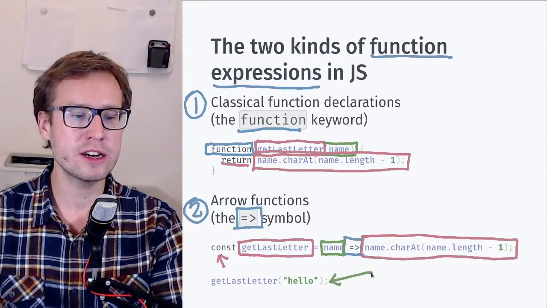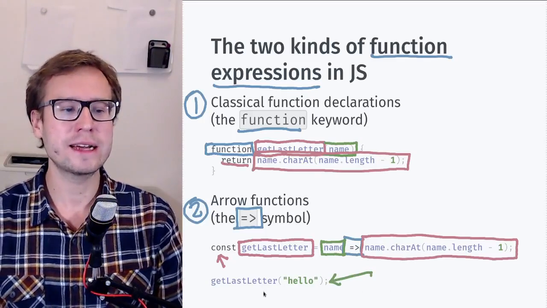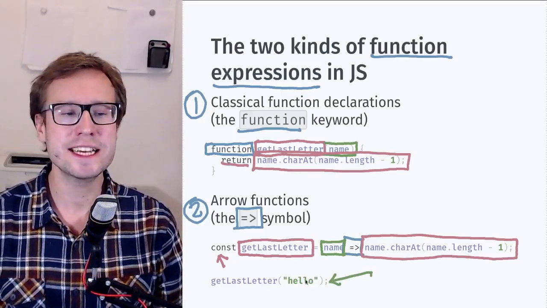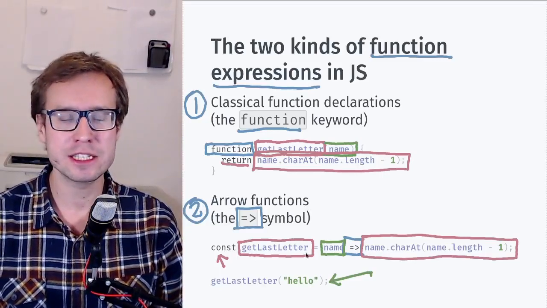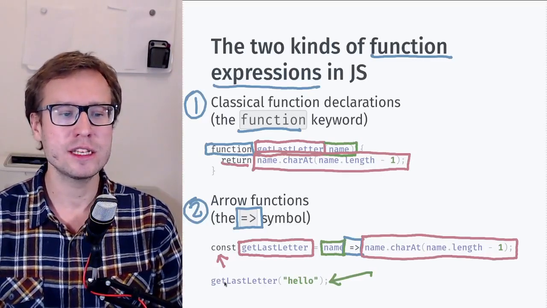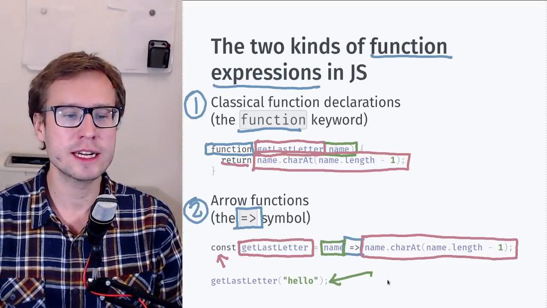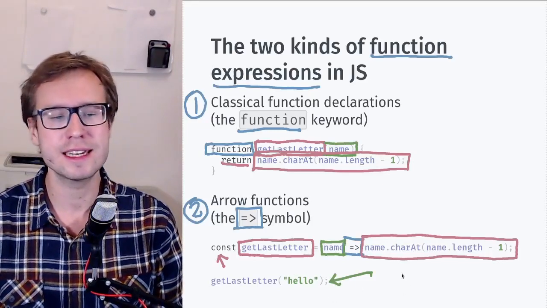But ultimately here at the end, I can use this function in the exact same way. In whichever expression I'm using, whether it's a classical or an arrow function, I use it the same way. I call it, and I'm going to get, in this case, I say getLastLetter hello.